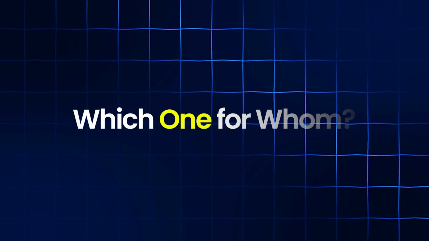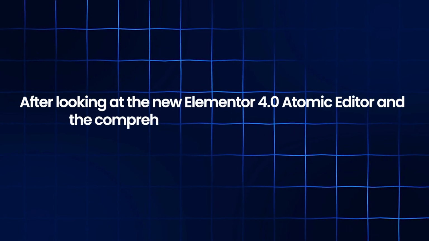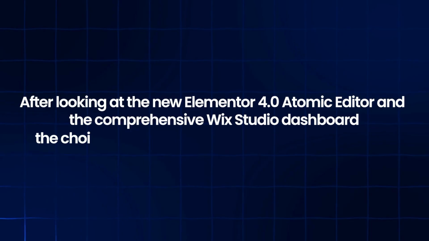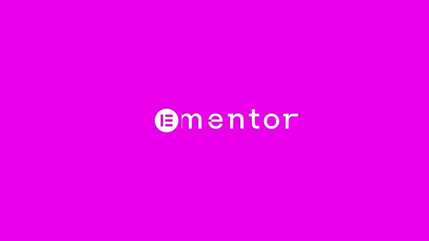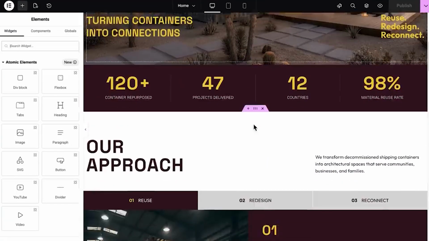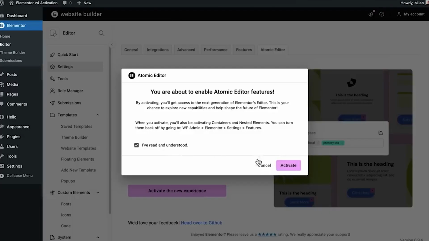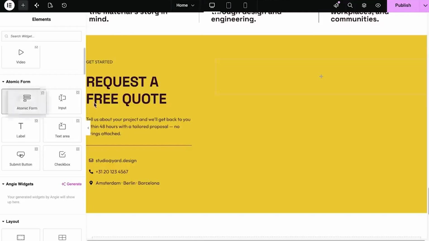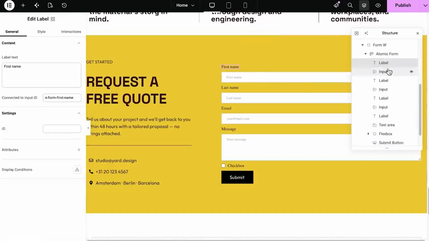Which one for whom? After looking at the new Elementor 4.0 Atomic Editor and the comprehensive Wix Studio dashboard, the choice depends entirely on your business model. Choose Elementor 4.0 if you are a WordPress power user. You want the freedom of the WordPress ecosystem and the ability to choose your own hosting. You build for high-end performance. You need the atomic code structure to hit 99+ scores on Google PageSpeed Insights.